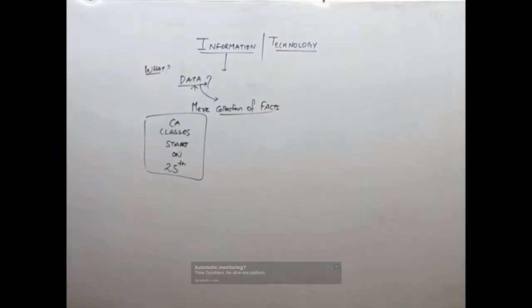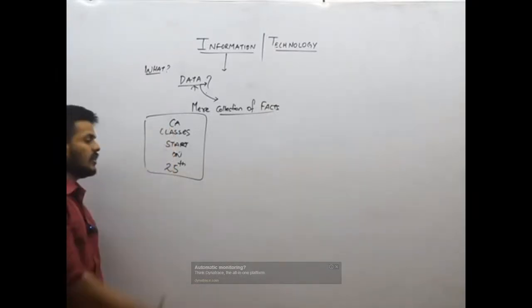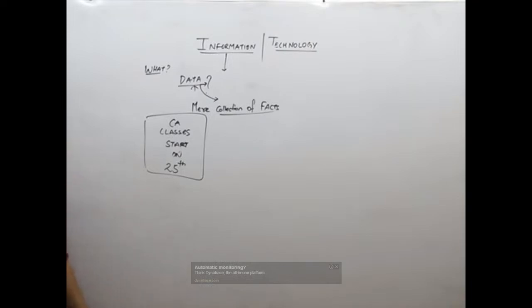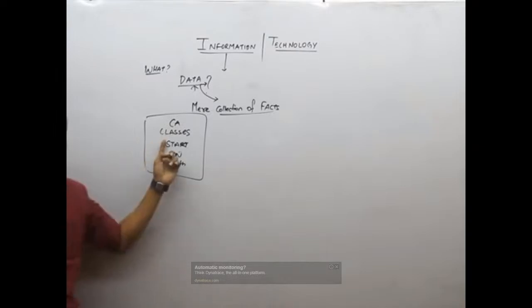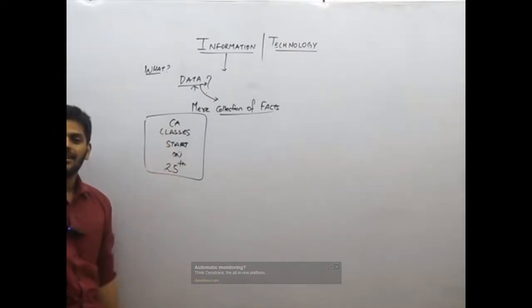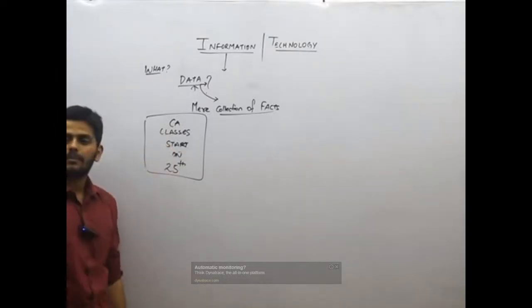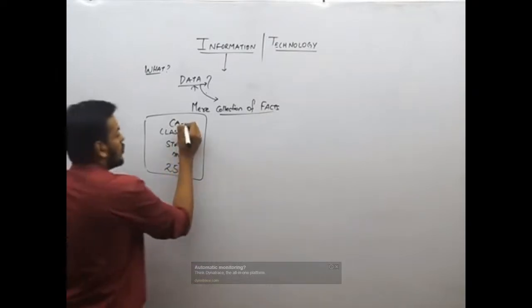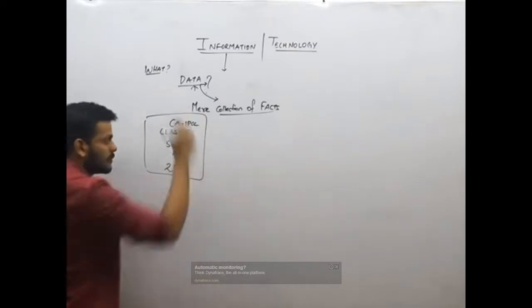Now wait, it's not done there. CA classes are starting on 25th. One CPT student saw this and he's like, hey, some classes are starting. Then he's like, you don't know whether it's CPT or IPCC or final. Then they walk past it again. So those CA students stopped and saw this, but he is not really going to the next step. Why? Because of the lack of clarity. So now what they did is to do something like this.